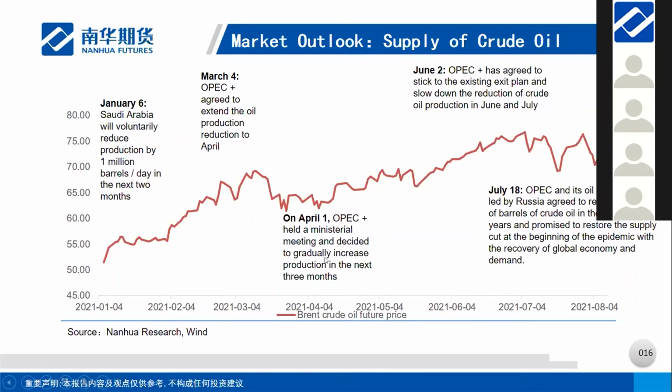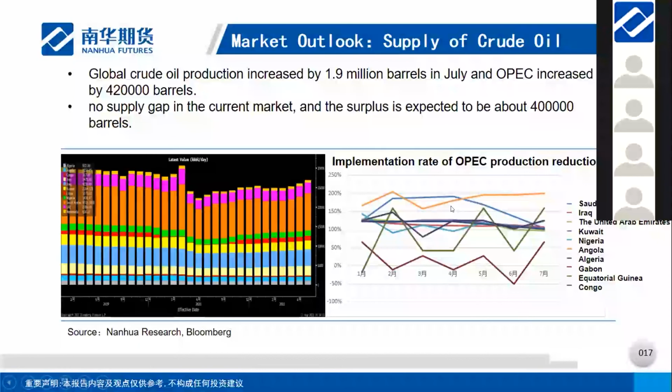So since April, with the recovery of demand, OPEC Plus has gradually released production, but there has always been a supply and demand gap, laying a foundation for the continuous rising of oil prices for global markets. And that's what's happened until now this year on the supply side.